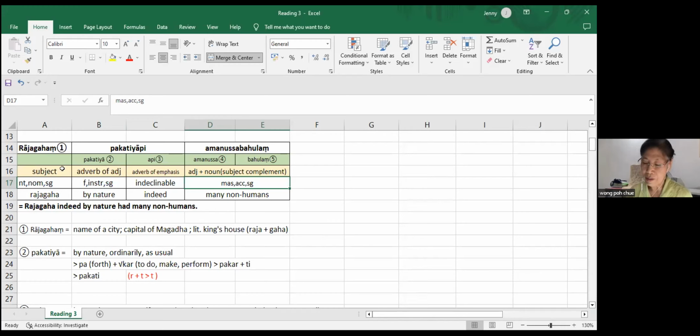Sorry, it's quite difficult for me to see, not used to this one. There's a subject and there's an object, right? And in between there is this adverb. So the subject here is Raja Gahang.